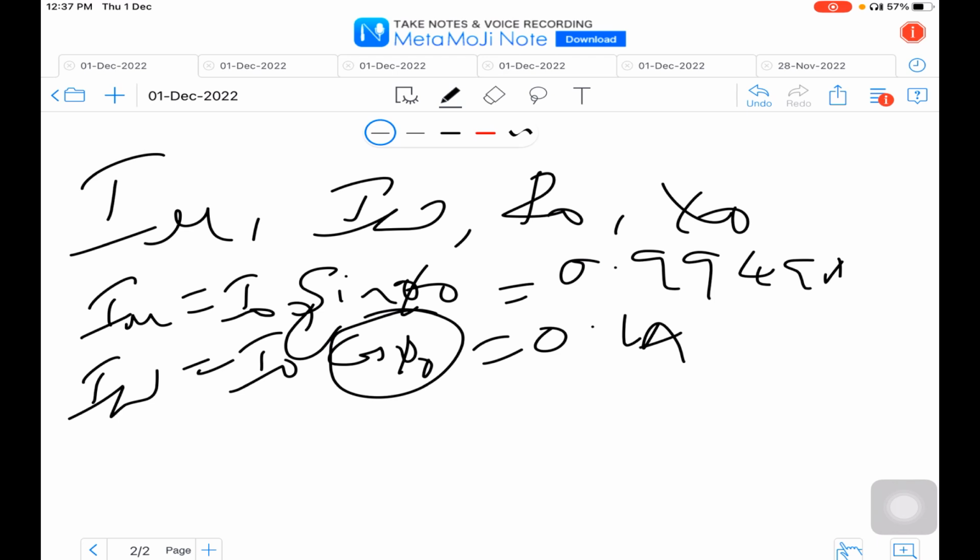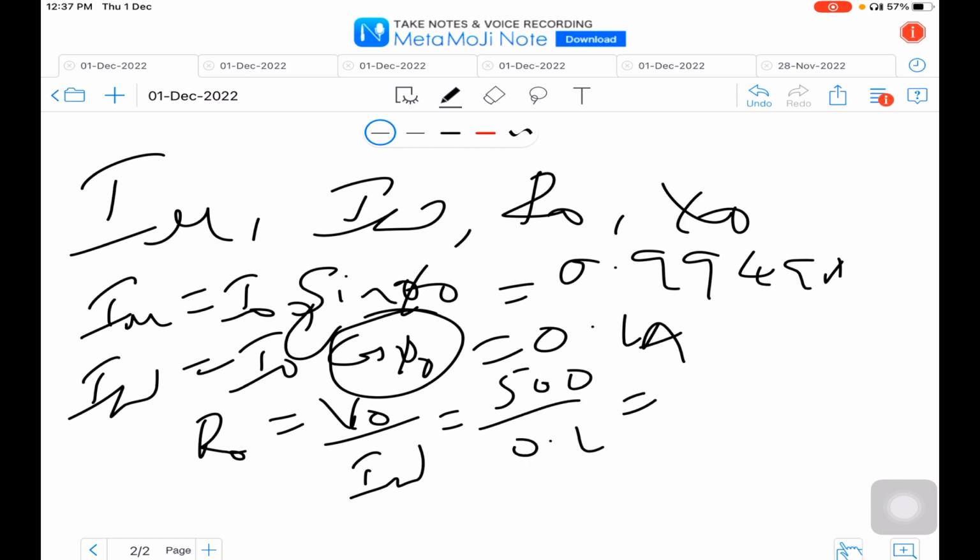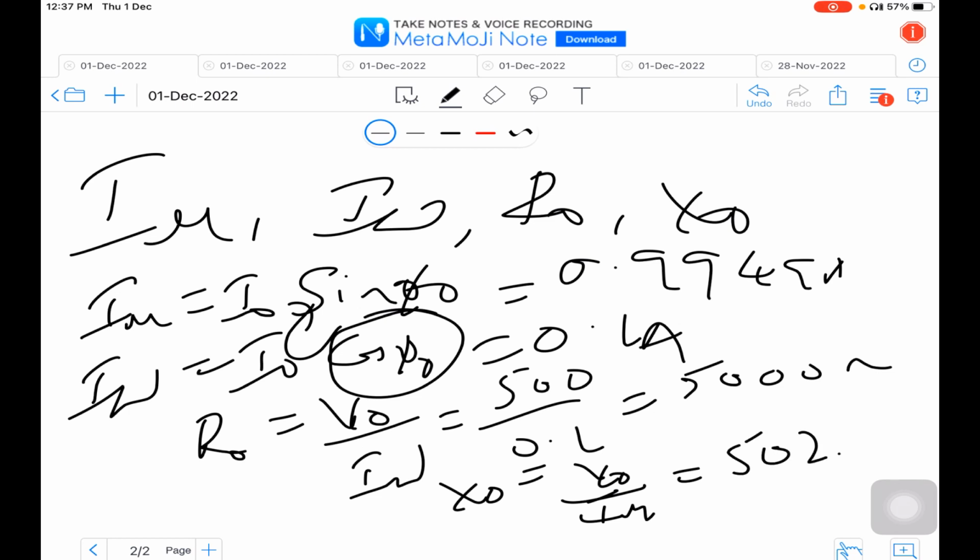Once we have the value of I mu and IW, you can find out R0 and X0. We know R0 is equal to V0 by IW. V0 is 500, IW was 0.1, so we will get R0 as 5000 ohms. Similarly, X0 is equal to V0 by I mu, so we will get 502.5 ohms. W0 they have already given, the iron losses were 50 watts.